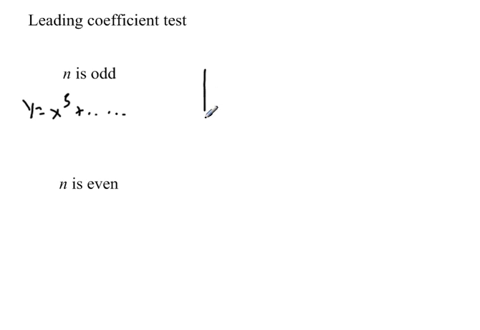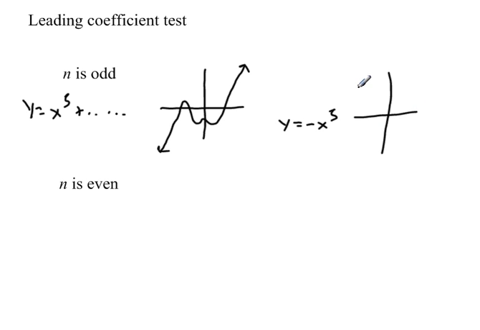If n is odd, the greatest power is odd, your function will always have this kind of shape. It'll start in the lower left-hand corner, come up here, do something in the middle, who knows what, and then end up in the upper right-hand corner. Now you have to be careful because I said it always does that, but if you have a function where the leading coefficient is negative, let's say, it'll flip that entire graph. So it'll look something like this.